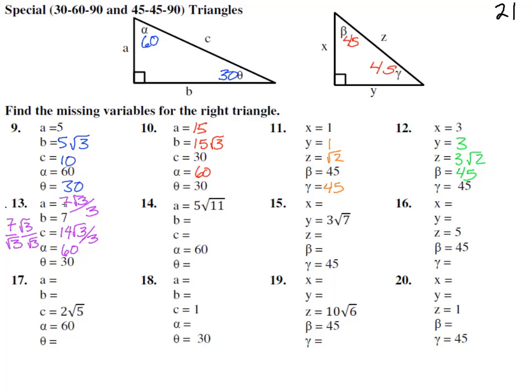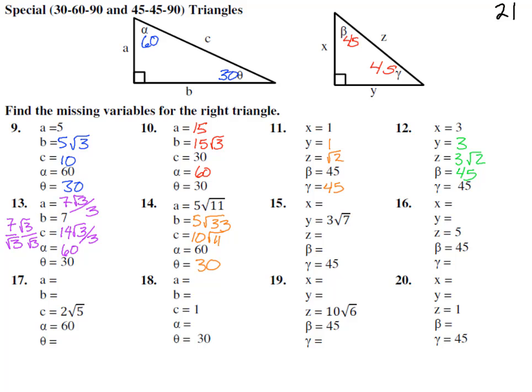So then let's try number 14. If A is 5 square roots of 11, C is exactly double that. That'd be 10 square roots of 11. And B is this times the square root of 3. That's 5 square roots of 33. Good. Oh, and of course theta is 30 degrees.